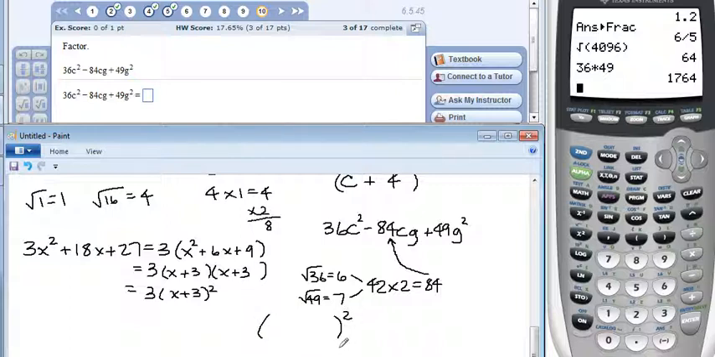I have my square. I take the square root of this entire term. Square root of 36 is 6. Square root of c squared is c. And I take the entire square root of this one in the back. Square root of 49 is 7. Square root of g squared is g. And I match my sign in the middle. Done. Should we check that one?